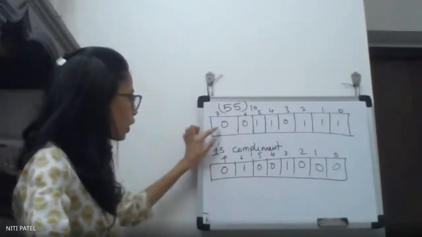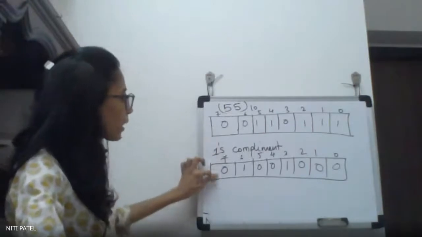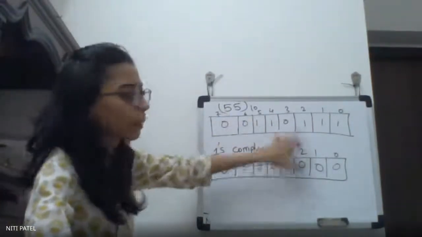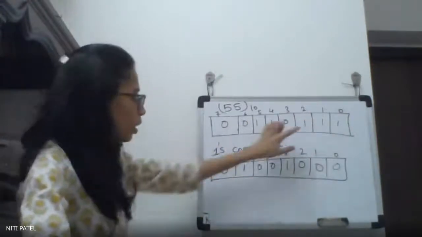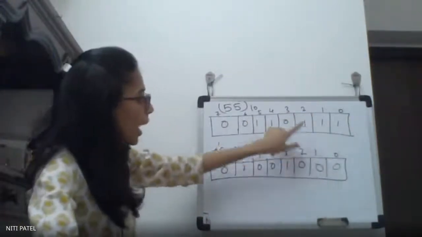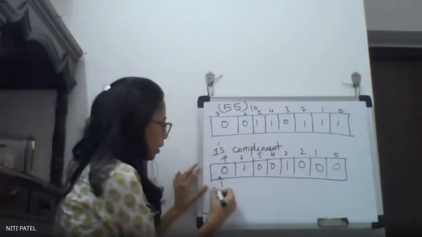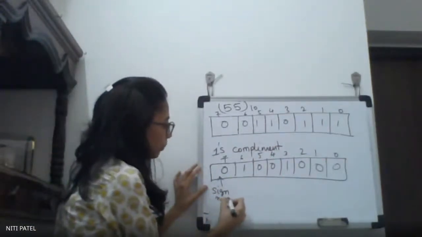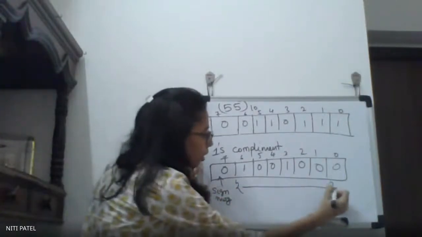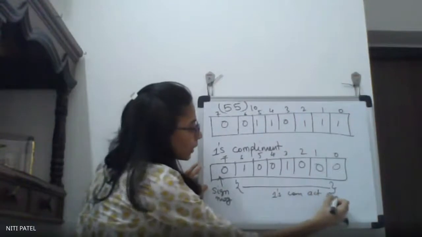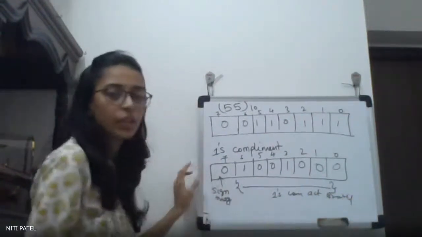So what I have done is, I have not changed the sign magnitude. Why? Because again the number is positive. For all the rest of the bits, I have complemented the numbers. So your 1 is changed to 0 and your 0 is changed to 1. So this is your sign magnitude and this is your 1's complement of your actual binary. Is this understood?